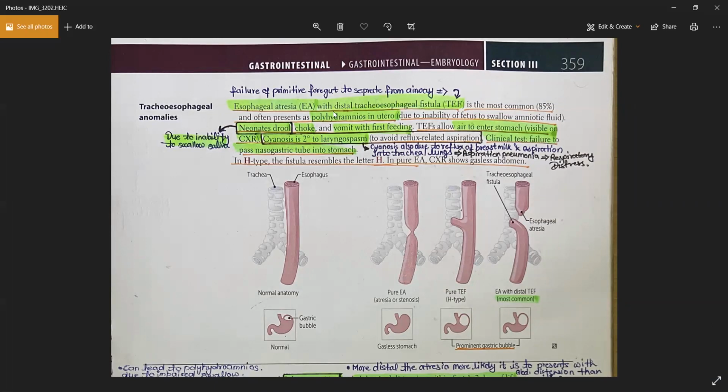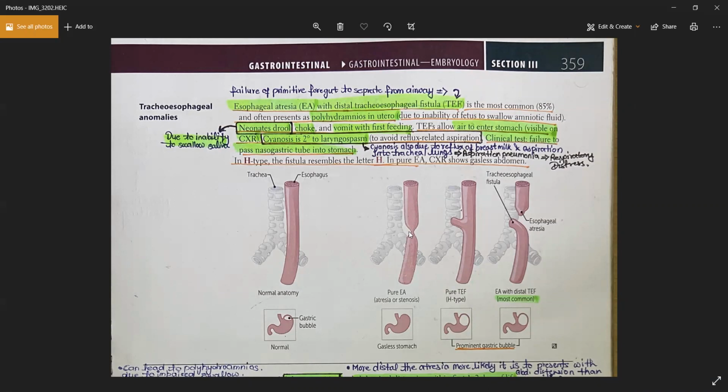Similar to them, you can also have a pure tracheoesophageal fistula type. As you can see, in this case there won't be any kind of atresia. It's just a pure connection between the trachea and the esophagus. In this other scenario, you have atresia of the esophagus completely without any fistula formation. So this condition is a pure esophageal atresia type.